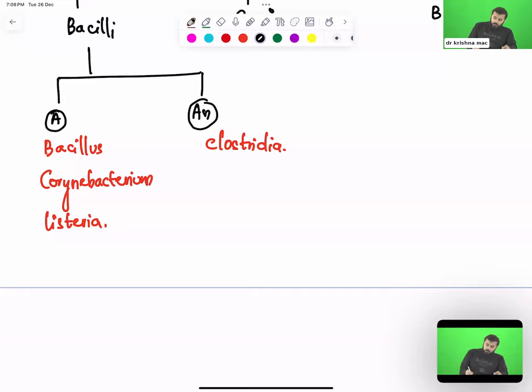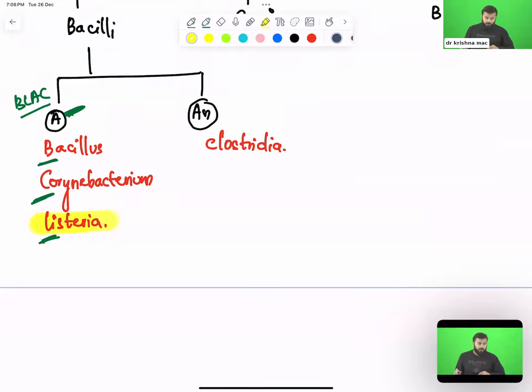So the mnemonic which you can remember here: very good, Jack. This is BLAC. B stands for bacillus, L stands for listeria, A stands for aerobic, C stands for corynebacterium. So the bacteria we shall concentrate on now is Listeria.